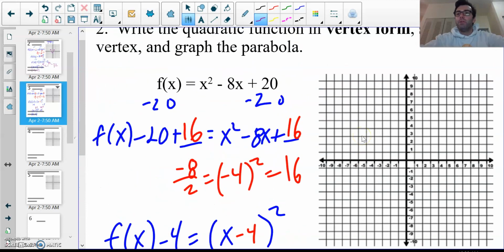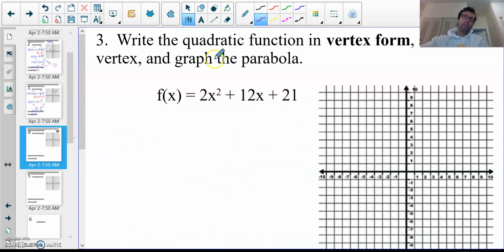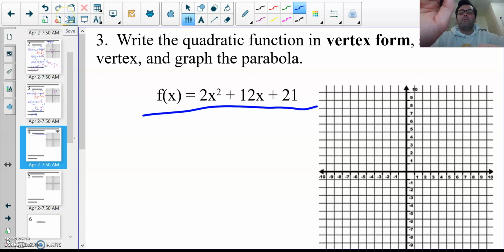So if I go over here and plot my point, 4, 4, up, up, and away. There is another one. All right, now we have an A term. So the first thing we need to do is divide everything by 2.